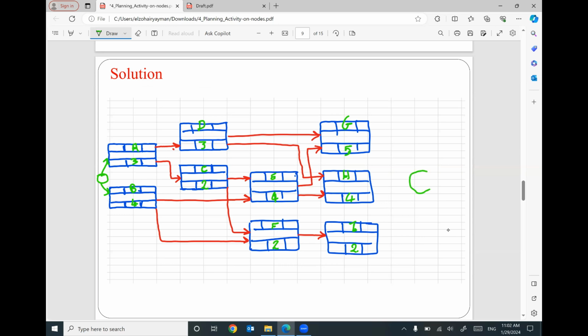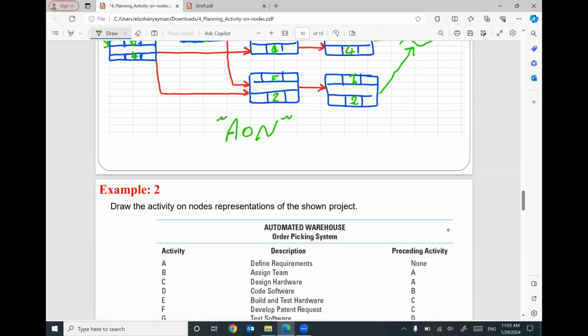So I will construct a node here, representing the finish of the project. And every last activity will end at this node. So I started with one node. I started with activities A and B, and then I will finish the project with activities G, H, I with one finish node. This network is called activity on node. That makes sense?